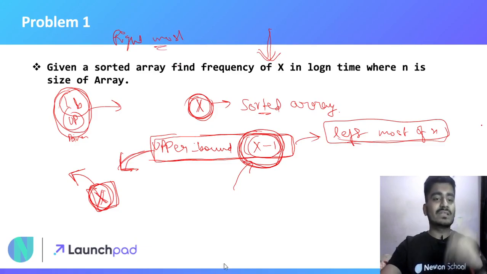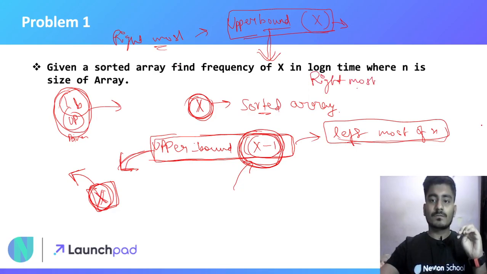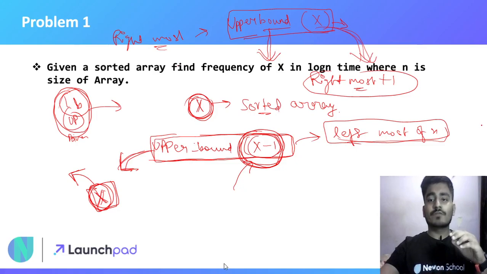Now pause the video and again think of something using upper bound and lower bound. Now I am saying that we can find out simply as upper bound of x. Upper bound of x will give me the first occurrence of an element that is greater than x. So instead of the rightmost index of x, we are just going to get the rightmost plus 1 index using this, and it will also work for us.